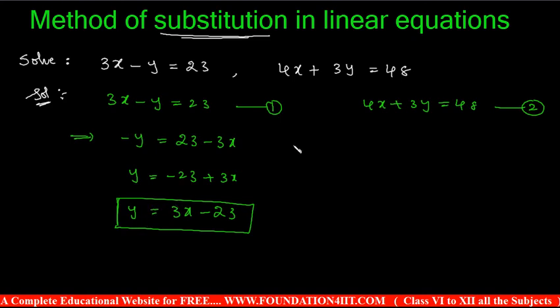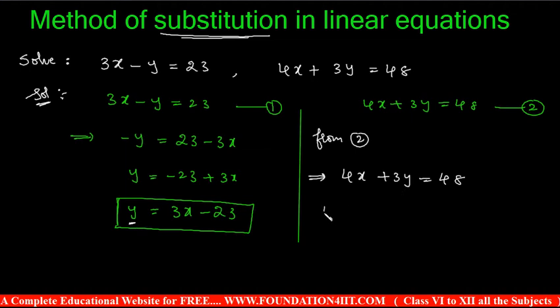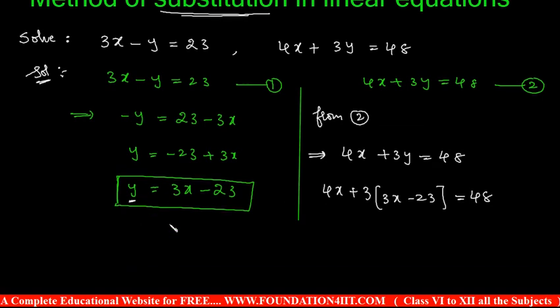Now this y value we need to substitute in equation 2. That is the substitution method. So we got the value of y, and from equation 2 we need to substitute this. That is 4x plus 3y is equal to 48. Now, this 3x minus 23 in place of y, we should substitute. 4x plus 3 into the value of y, which is 3x minus 23, is equal to 48. We can simplify this and get the x value. If we substitute x here, again we get the value of y. That's why it's the substitution method.